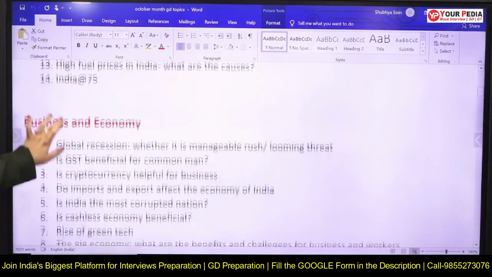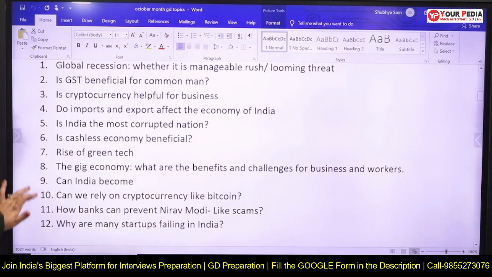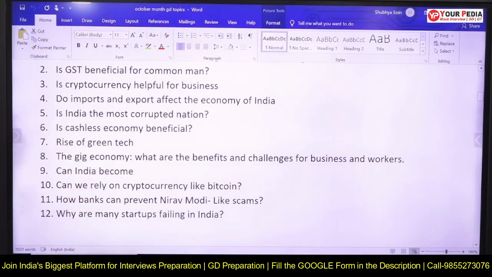Then come the topics of business and economy. Global recession: whether it is manageable or a looming threat. Is GST beneficial for the common man? What about cryptocurrency, is it helpful for business? Do import and export affect the economy of India? Is India the most corrupt nation? Do you believe it? Is a cashless economy beneficial? What about green tech?